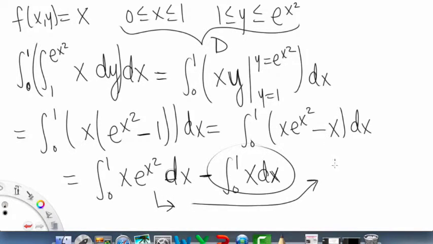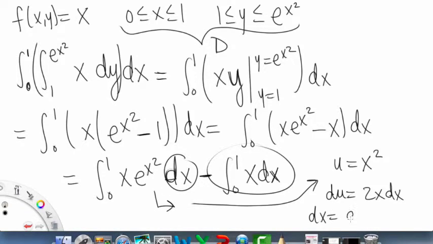So I'll draw a little arrow here. We want to make our u be x squared. That's what I would recommend. And then du is then 2x dx, and I like to get dx by itself, so we can just sub it in right here. So then dx, getting that by itself, is du divided by 2. Okay, so the way I'll rewrite it on the next page in terms of u.